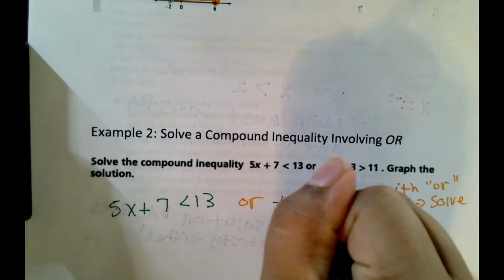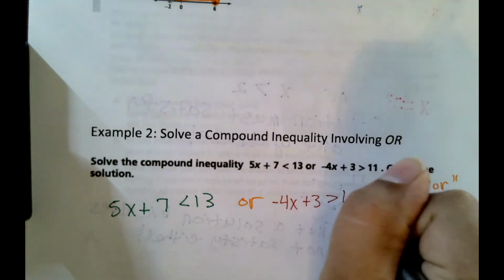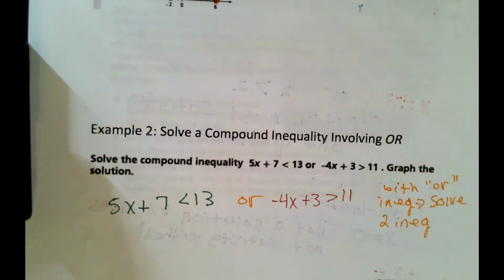Alrighty. So now we just solve these like we did in the last video. You guys know how to do this. We're trying to get x on one side all by itself, number on the other side of the sign. So subtract 7, because SADMEP still applies here.